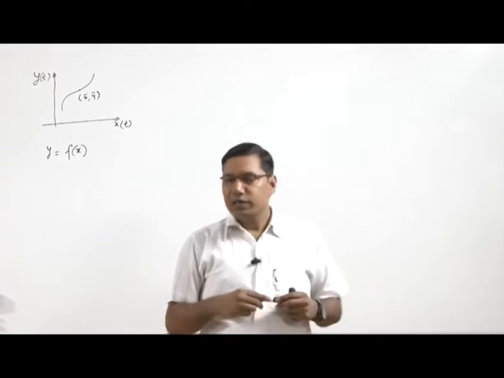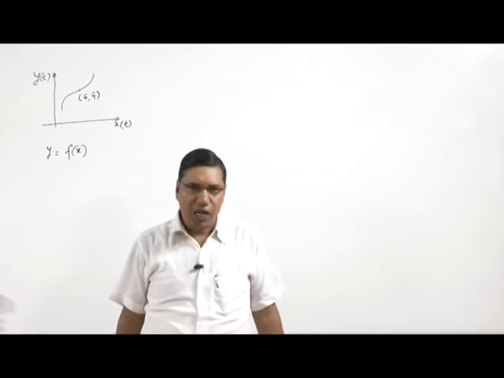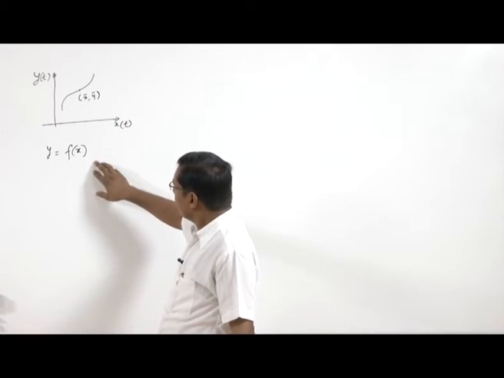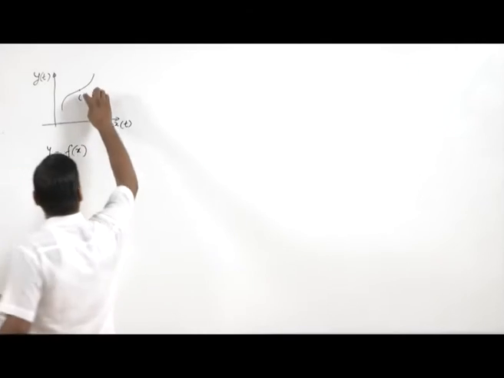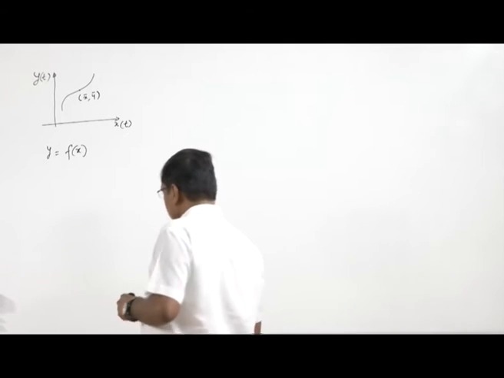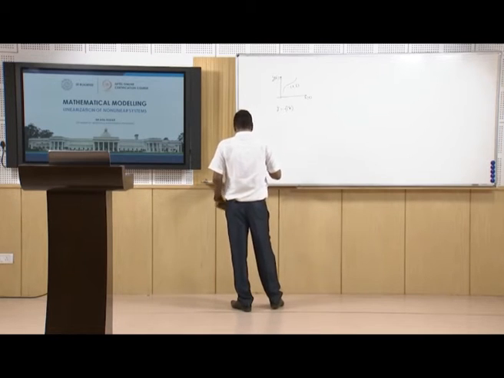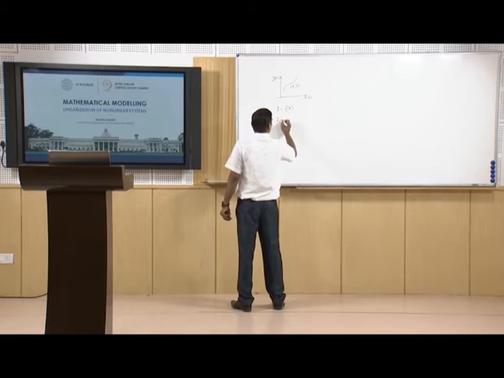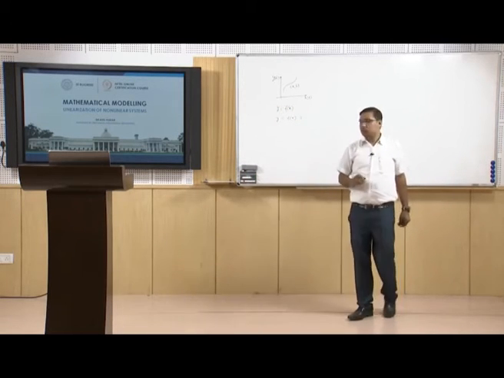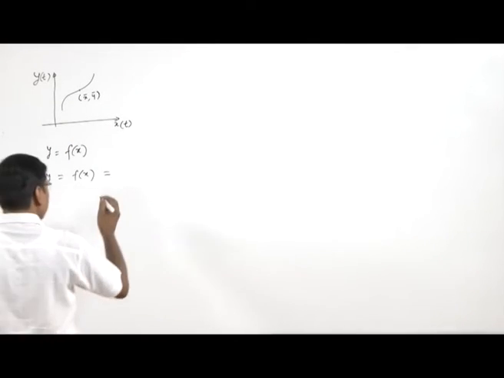So let's take this nonlinear system. Here input is x(t), output is y(t), and this is the nonlinear function y equal to f(x), and this is the equilibrium point. The system is operating about this point. So we can write y equal to f(x), and expand it as a Taylor series about this point.